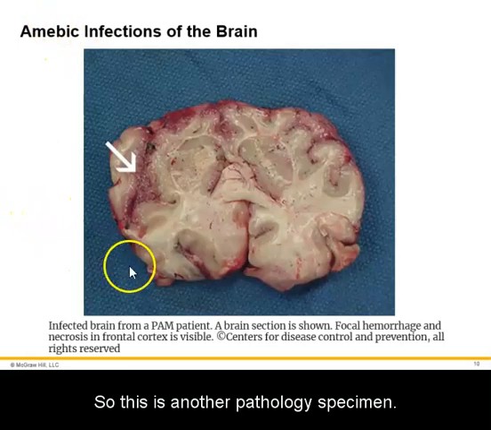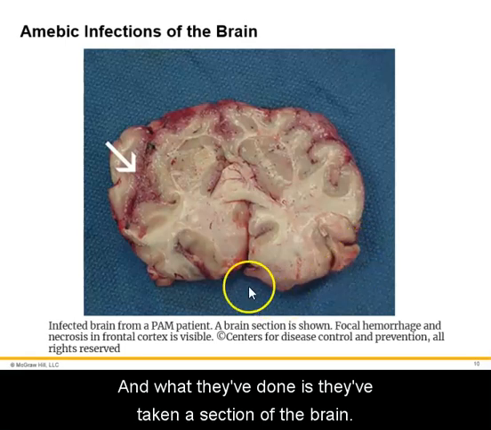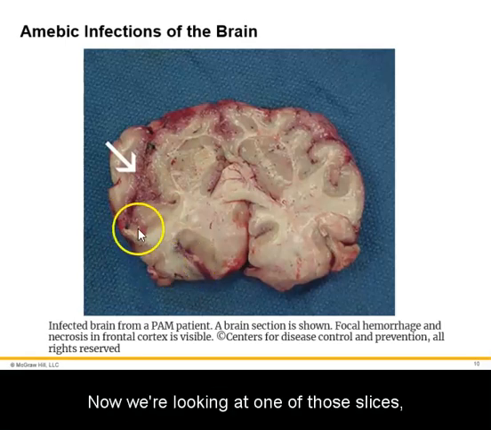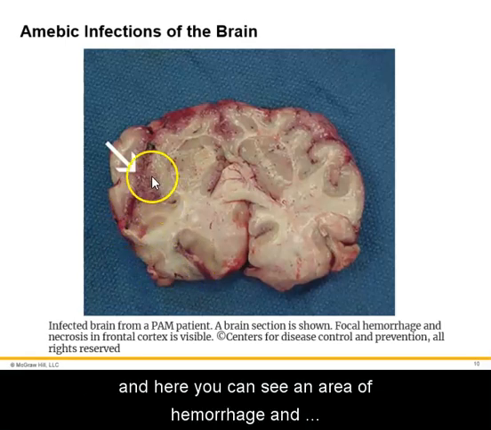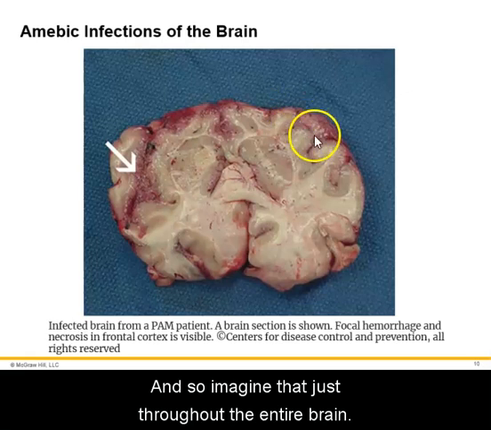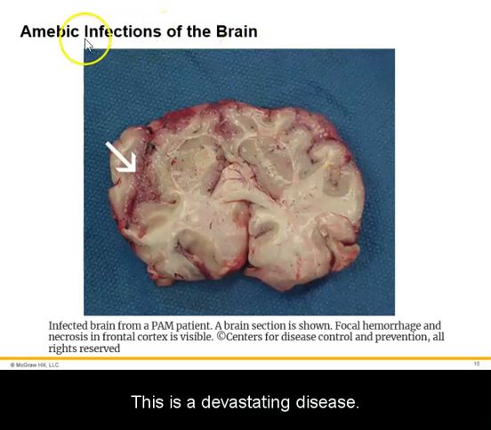So this is another pathology specimen. And what they've done is they've taken a section of the brain, so they took the brain and kind of sliced it like a loaf of bread. Now we're looking at one of those slices. And here you can see an area of hemorrhage and necrosis throughout the brain. And so imagine that just throughout the entire brain. This is a devastating disease.